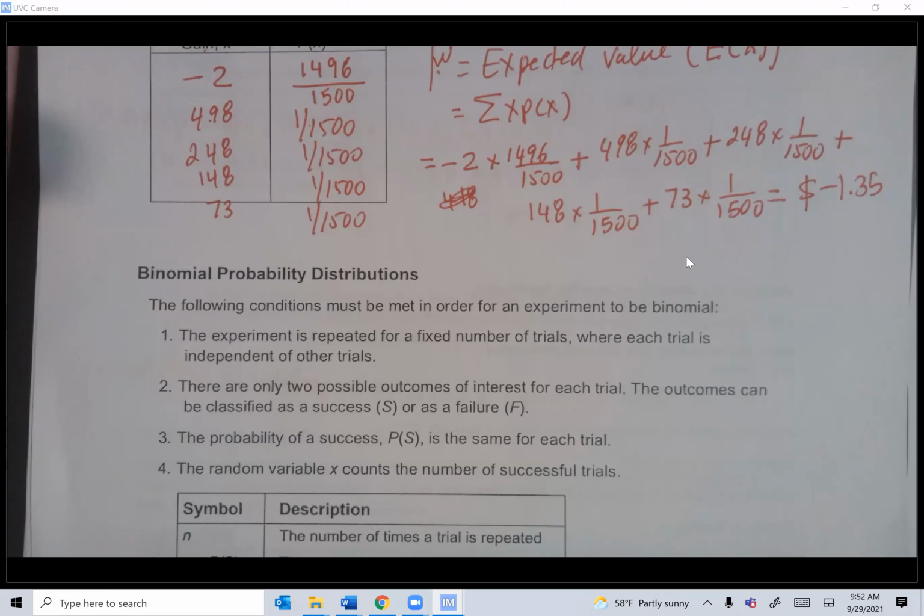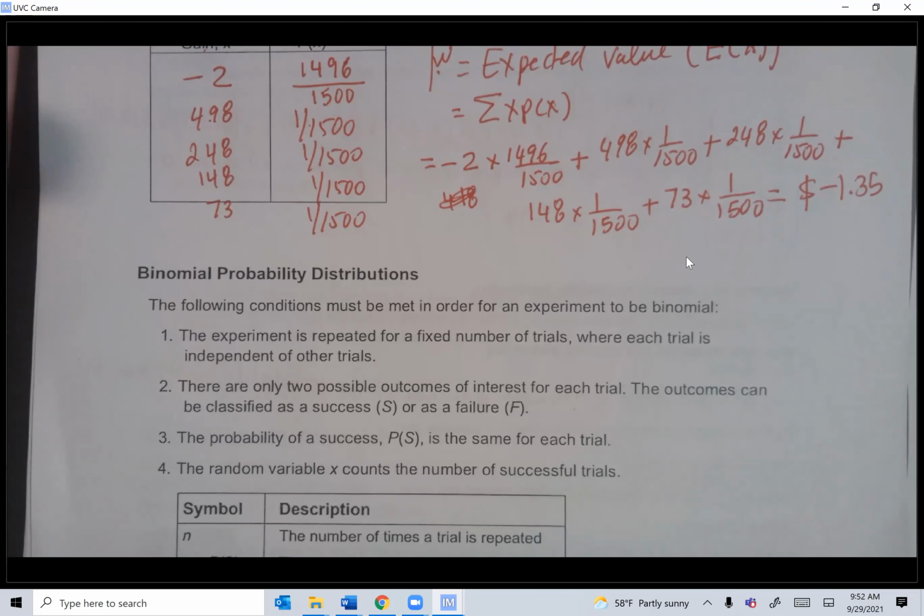What is a binomial? Binomial means two. Two in our case is going to be success or failure. Let me tell you what a binomial probability distribution is. The following conditions must be met in order for an experiment to be binomial. The experiment is repeated for a fixed number of trials. So you cannot do the experiment forever. You have to do it a fixed number of times. That's condition number one.